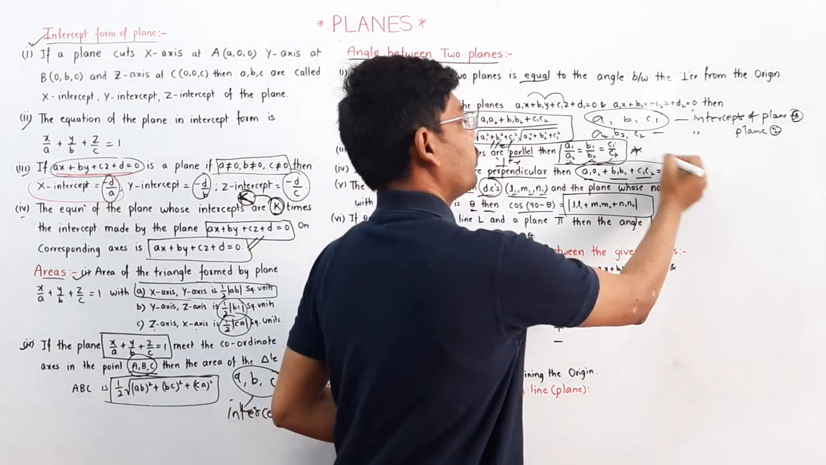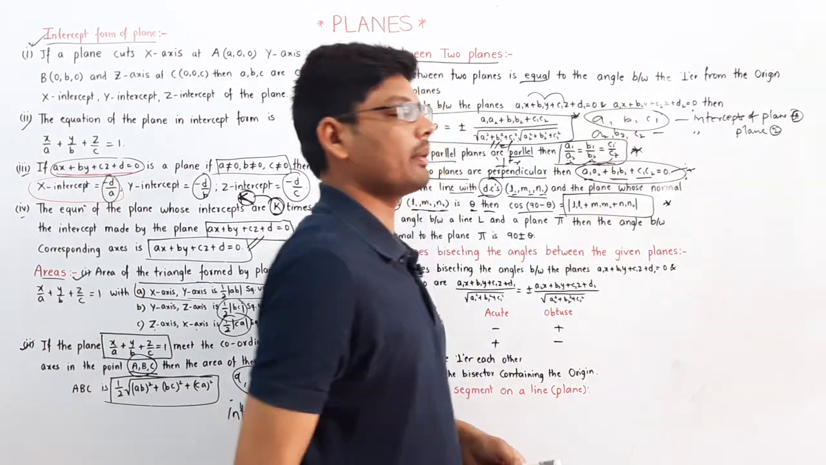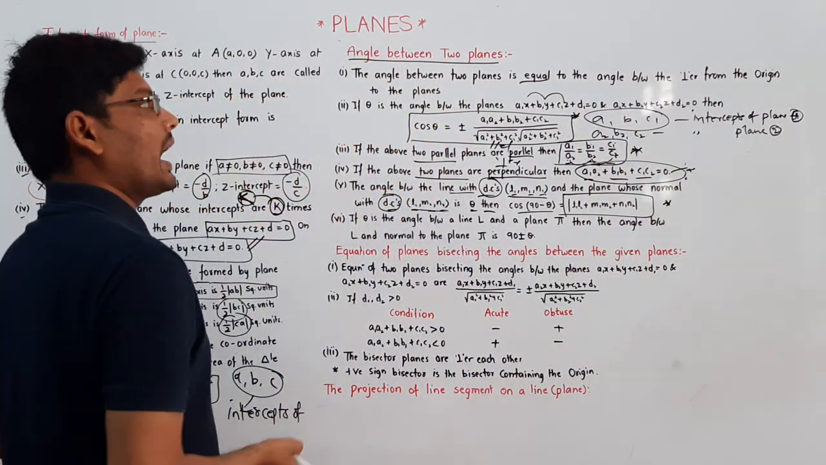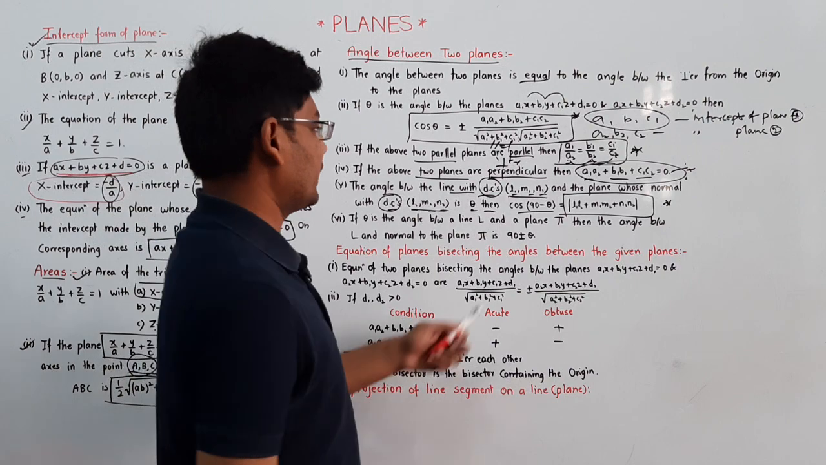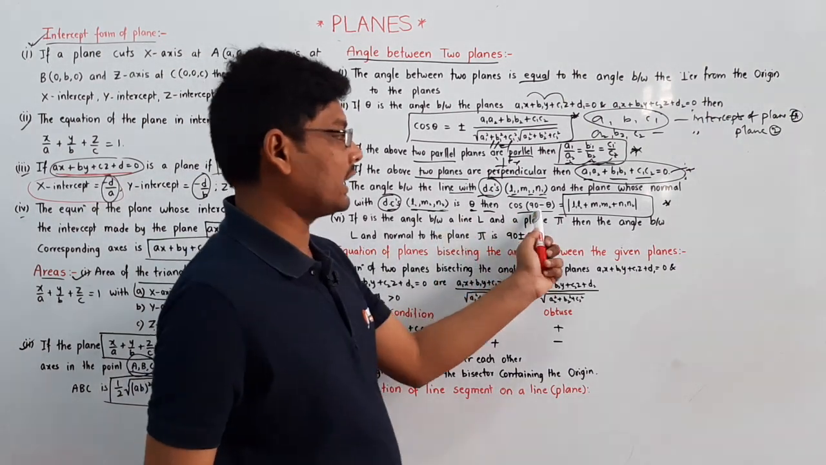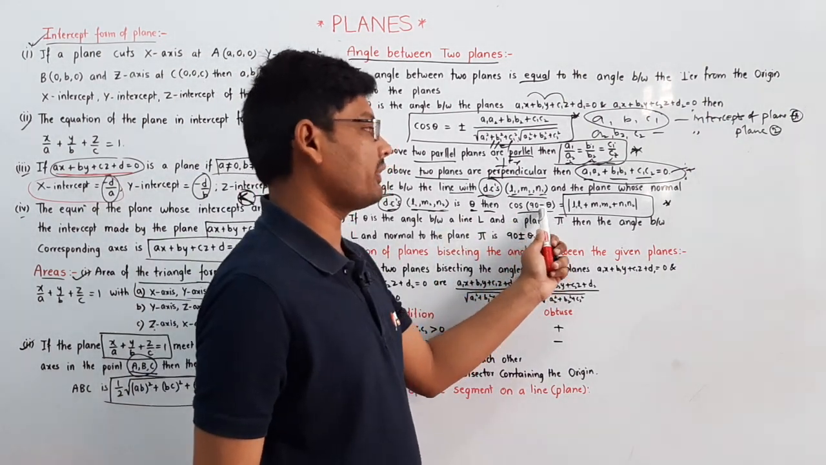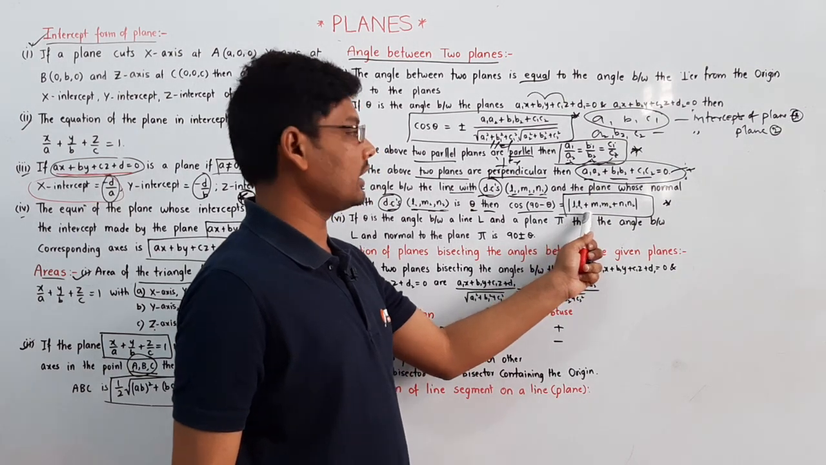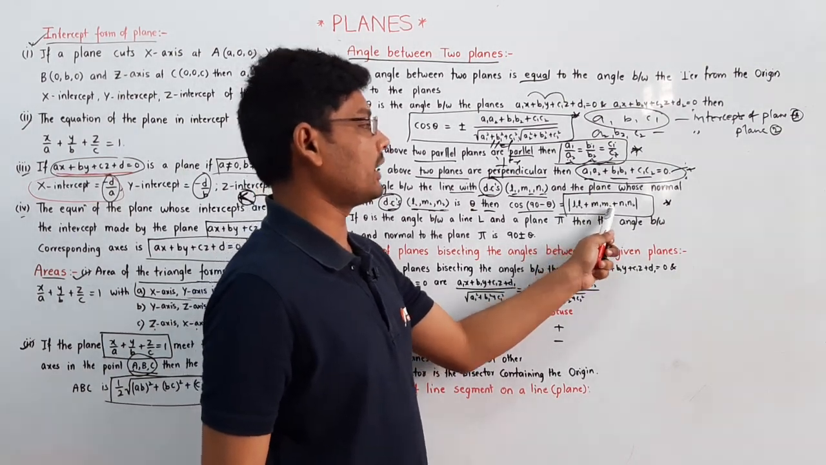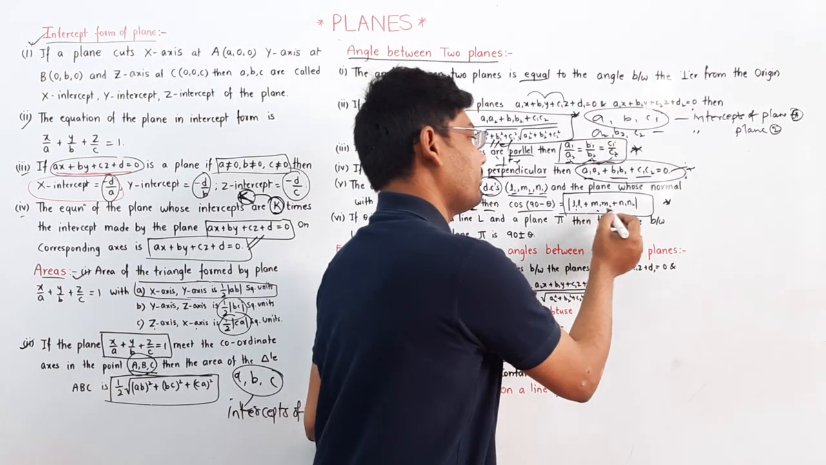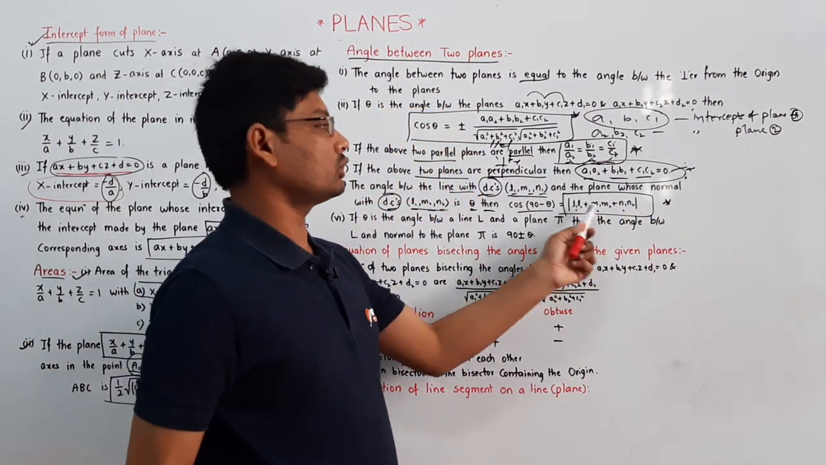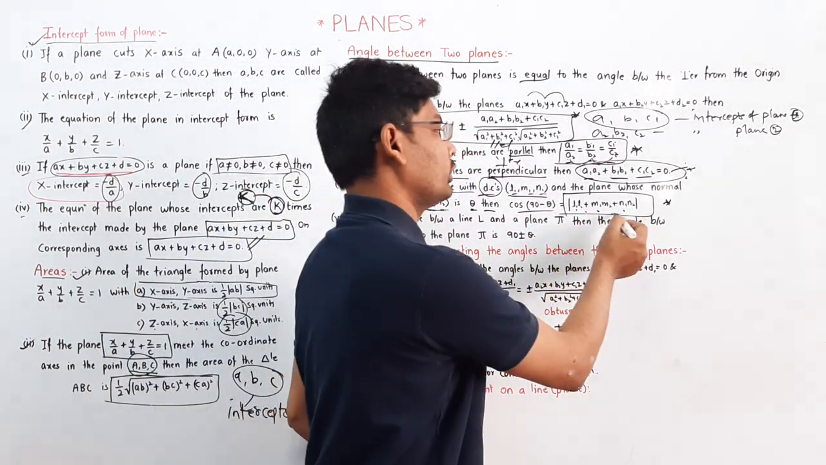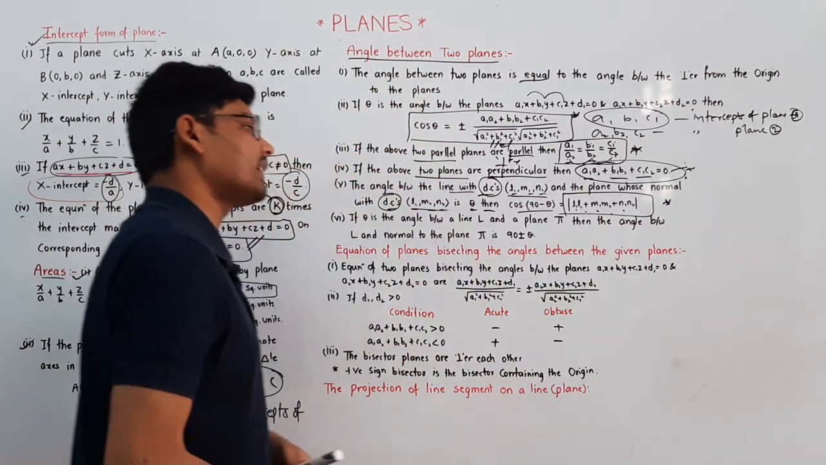Here these four formulas are to be remembered for the angle between two planes. If the two DCs are given, then the angle between the two planes is cos of (90 minus theta) equal to the modulus of l1 l2 plus m1 m2 plus n1 n2, where l1 m1 n1 are the direction cosines of one line and l2 m2 n2 are the direction cosines of the other line.